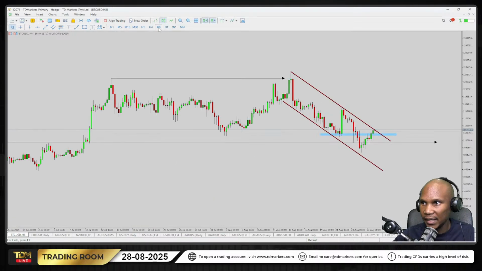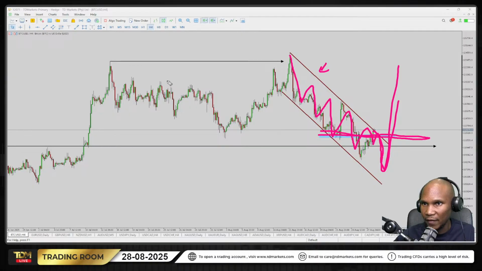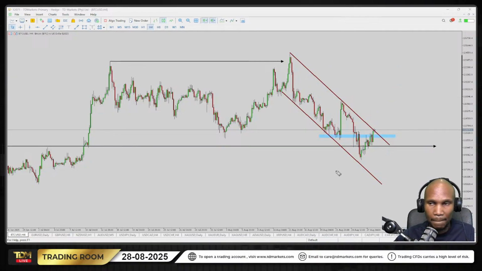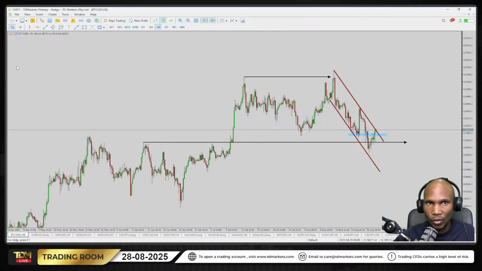There's a possibility that if it doesn't break out of the channel, this could come back down one more time until it breaks. The thing with these channels is that before they break, you're going to see the market just trading in range until a time where they break. When they break, you can expect a very aggressive move to the upside. So with Bitcoin, I'm not even looking at any more downside. I'm looking for upside, right? So whatever happens here, I'm just looking for this.